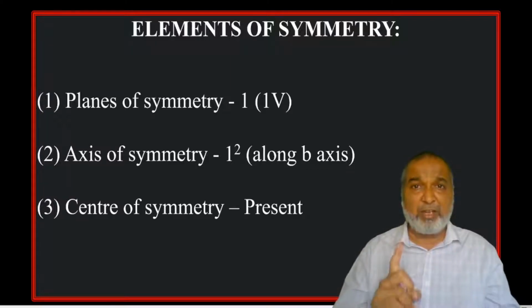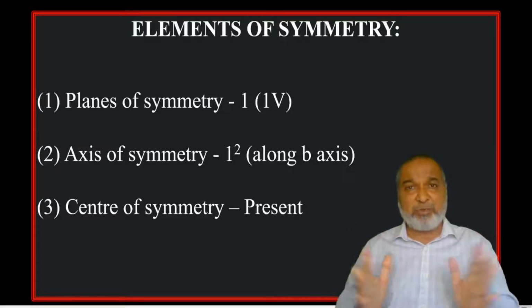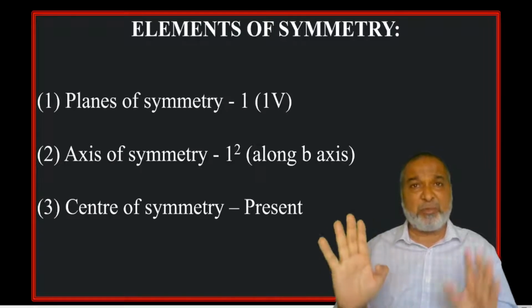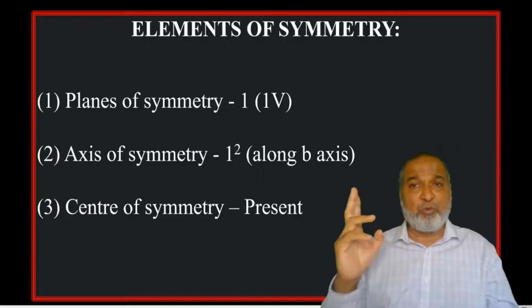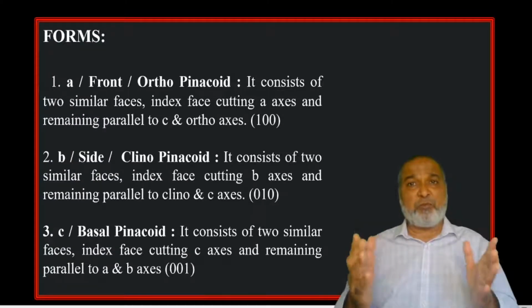So one plane, one axis, and the rule says whenever maximum axes are there, it will give you the minimum number of faces. So here maximum is 1, so 1 two-fold symmetry. That is a simple rule. Remember now. Yes, next one what we have is the form.